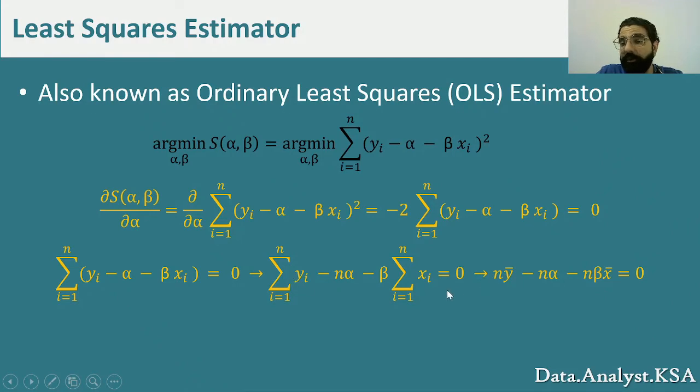And now we go one further step and say that the sum of yi is basically n times the average of all the y's.